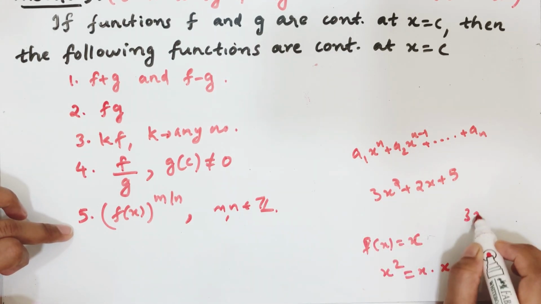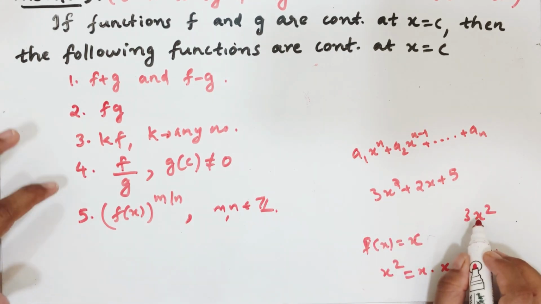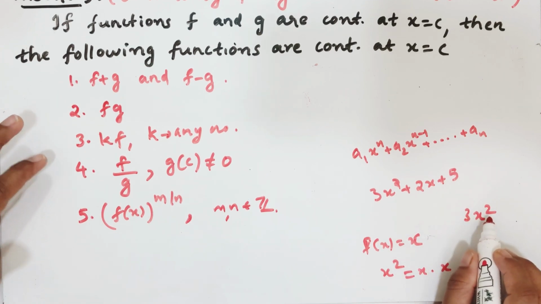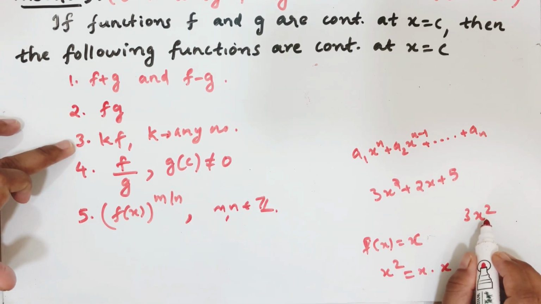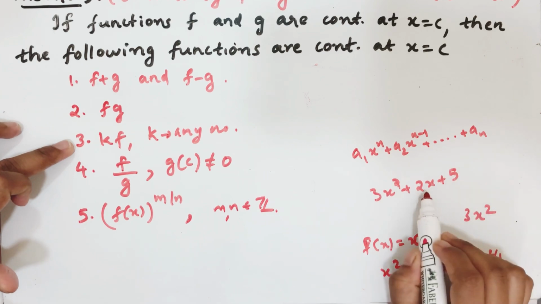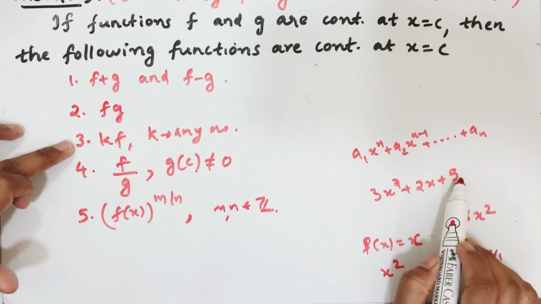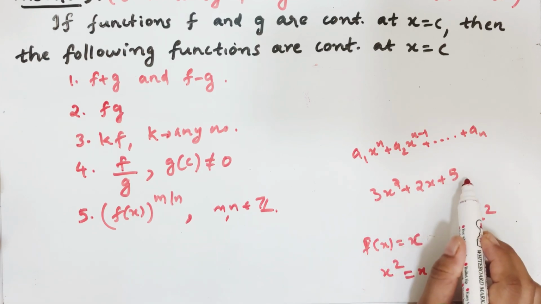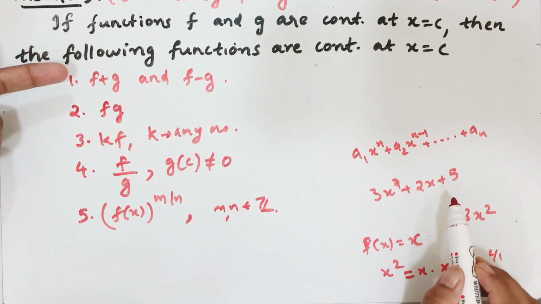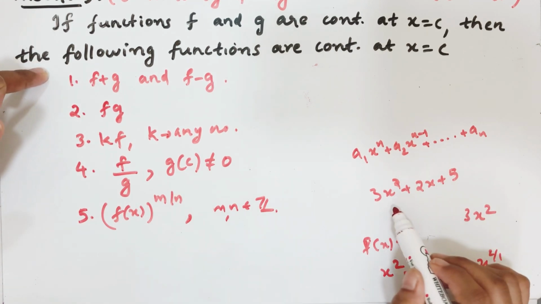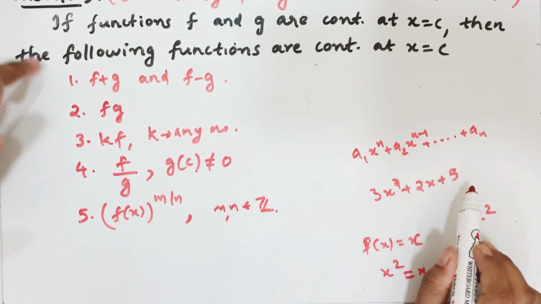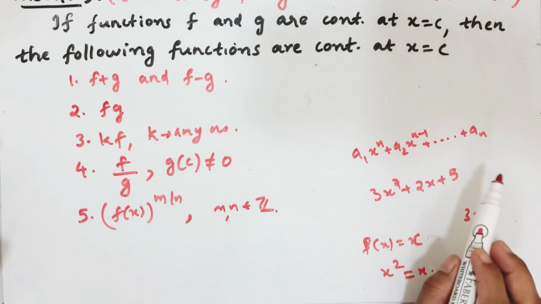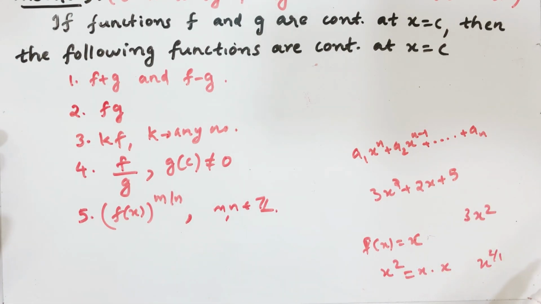You can say that x square is continuous. Therefore 3x square is also continuous. This is a scalar multiple of a continuous function, which is also continuous, third property. Then like that 2x is continuous and 5 is the constant function, which is also continuous. Here the sum is also continuous. We can extend the sum of two functions to a finite number of functions. So the sum is also continuous. Like that we can say that polynomial functions are continuous.